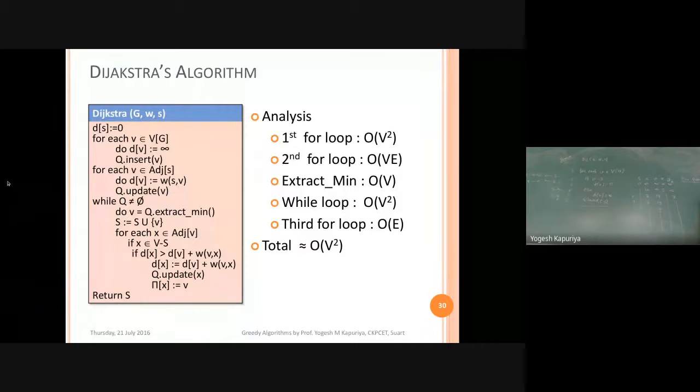Then this while loop. What is there inside Q? Q में क्या है? Vertices. That means how many times is this going to run? V times. Then see what we are doing. At the max we are doing the extract min or update. That is also V. So that will be around V square. This is V square, this is V. The highest is V square. That's why the time complexity is V square.